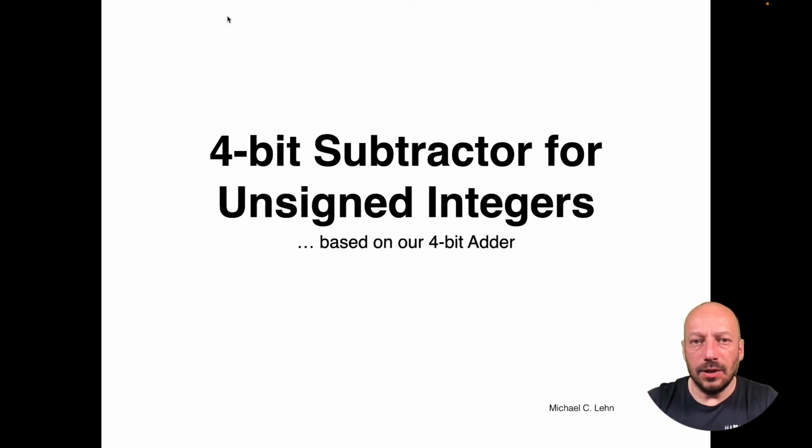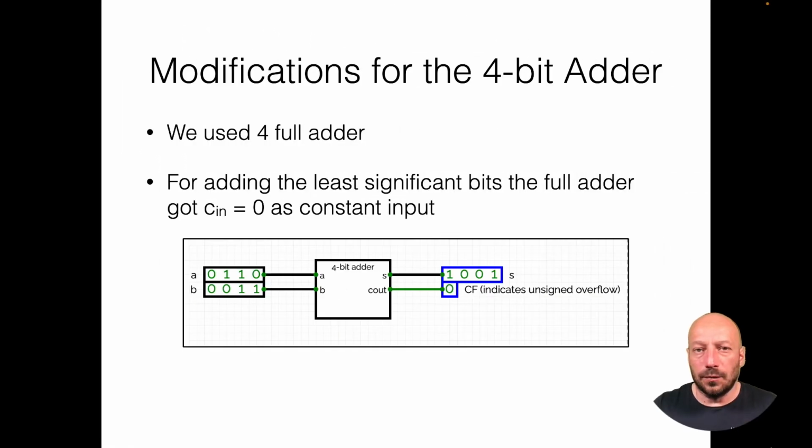In one of the last videos I showed you how to build a 4-bit adder for unsigned integers. In this video I want to show you how to reuse this 4-bit adder in order to build on top of that a 4-bit subtractor. First of all, we have to do some very minor modification to our existing 4-bit adder.